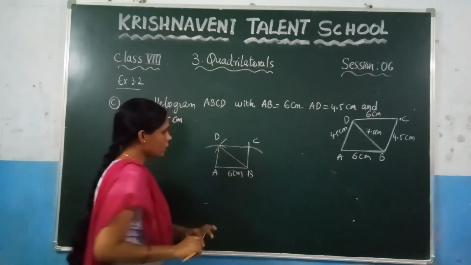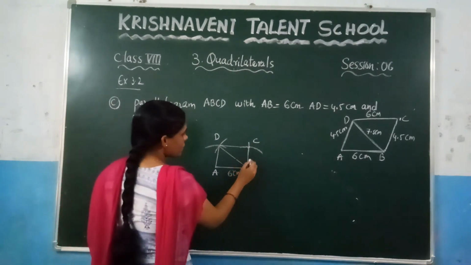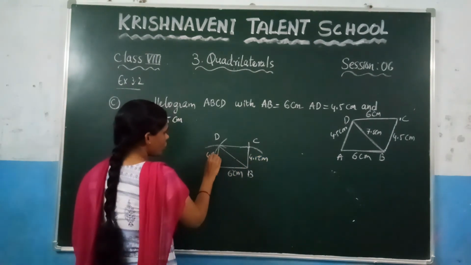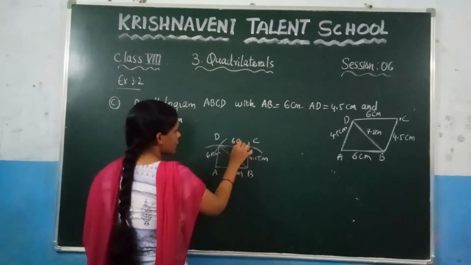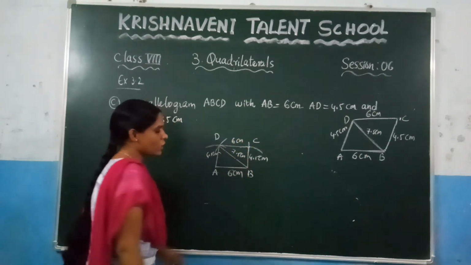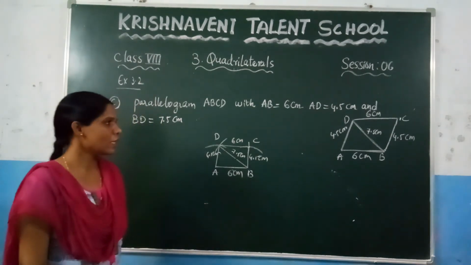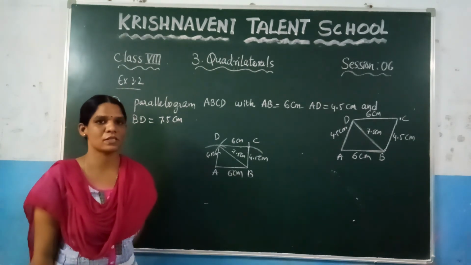Clearly we got one quadrilateral, and we name it with the measurements they have given, which are 4.5, and this is also 4.5, and this is 7.5, and this is 6 centimeters. Like this, you need to construct the quadrilateral if you are given 4 sides and one diagonal. In the next session we are going to solve the remaining problems of this exercise. This session is completed.